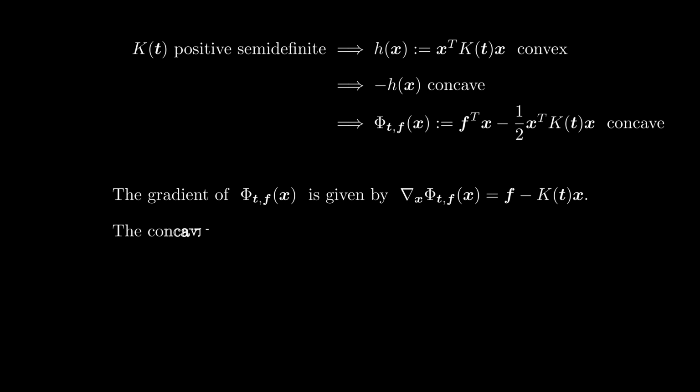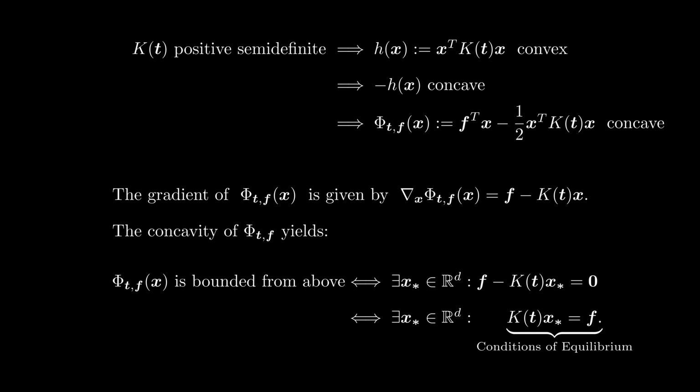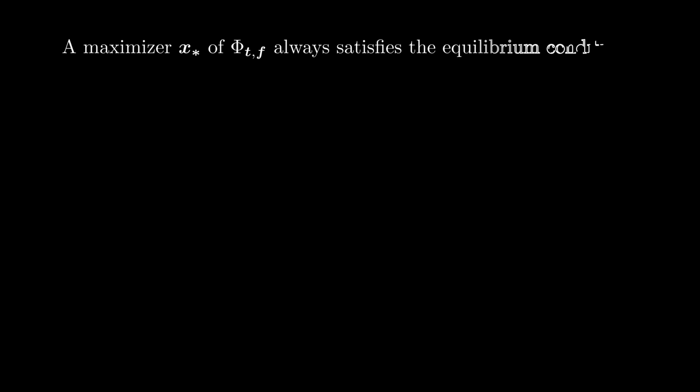The concavity of phi now implies that the function phi is bounded from above if and only if there exists an element x star from R^d so that f minus K of T times x star is equal to 0. But this is the case if and only if x star fulfills the conditions for equilibrium. So what does this mean now? This means that the maximizer x star of phi T f always satisfies the equilibrium conditions.